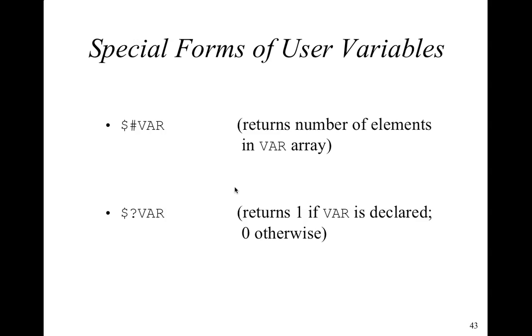Special forms of user variables here. The number sign variable returns the number of elements in the variable array, just the same way as it works in Perl. The question mark variable returns 1 if the variable is declared, 0 otherwise. Is there a variable out there? You can actually do this with environment variables and see if you have an environment variable set.